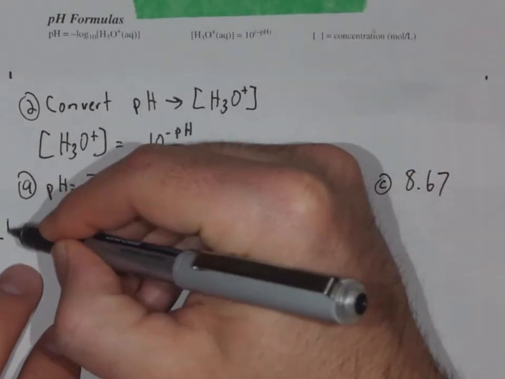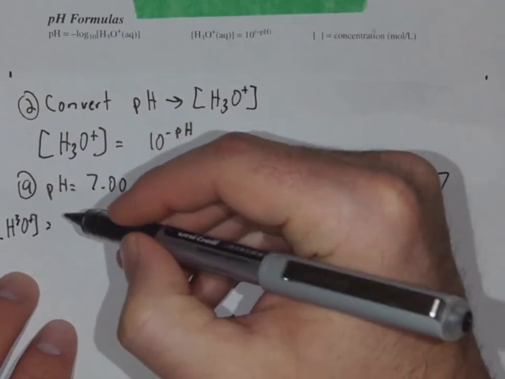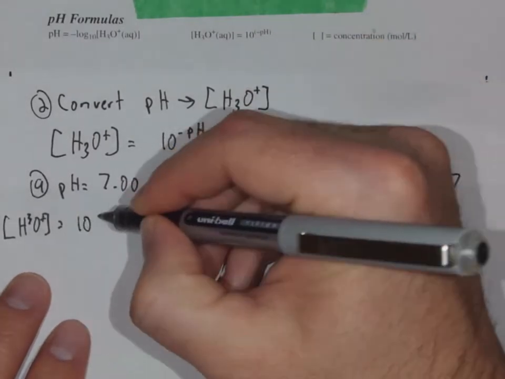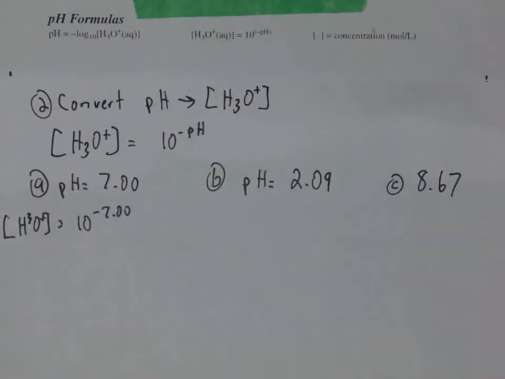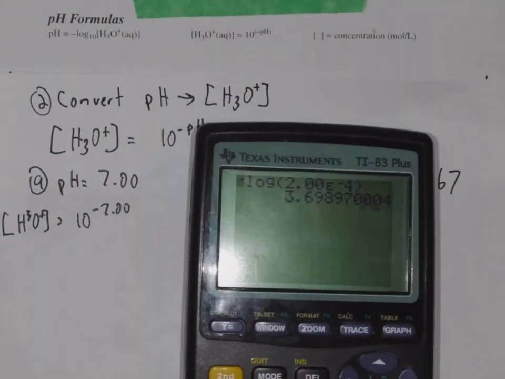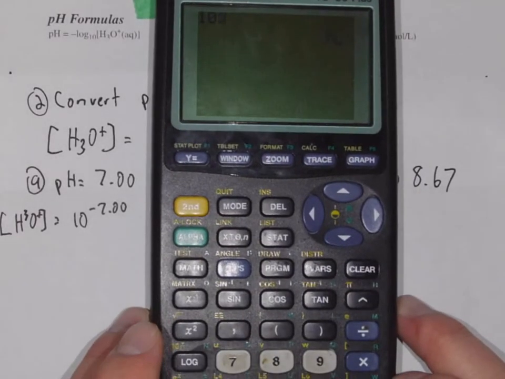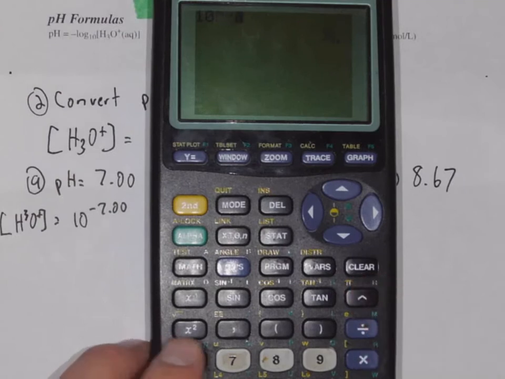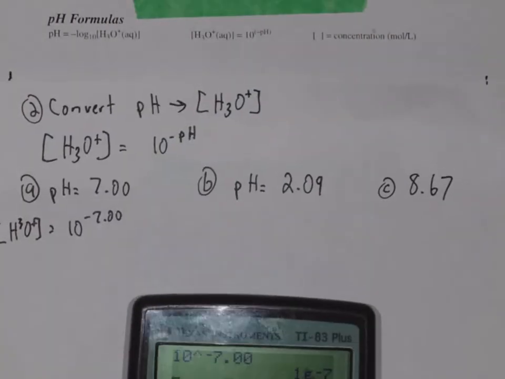We have the hydronium ion concentration, which will equal 10 to the power of negative 7.00, and obviously if we put that in our calculators, we go 10, and then we want to find the power button, 10 to the power of negative 7. And we can put 00 there as well. And obviously that's just 1 times 10 to the power of negative 7.